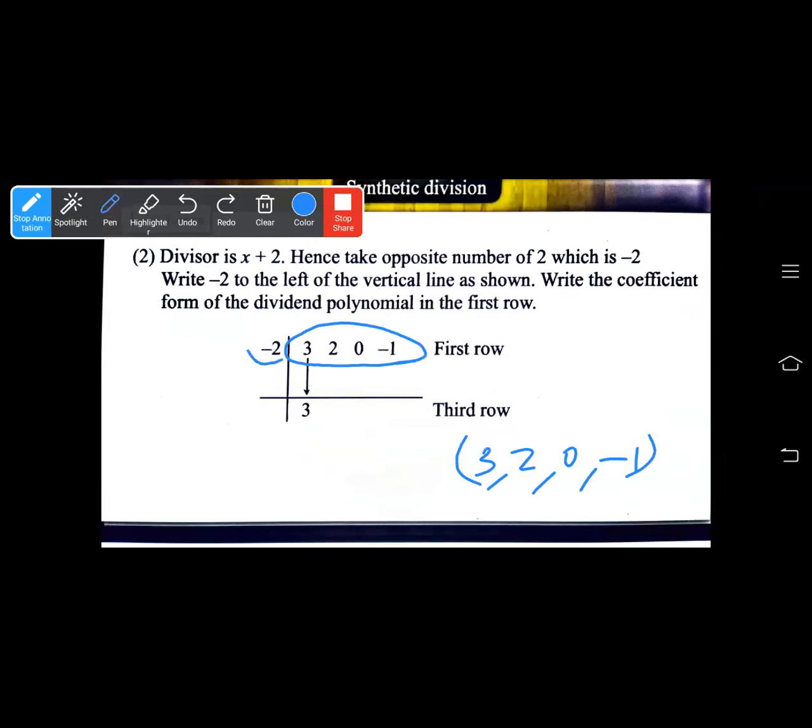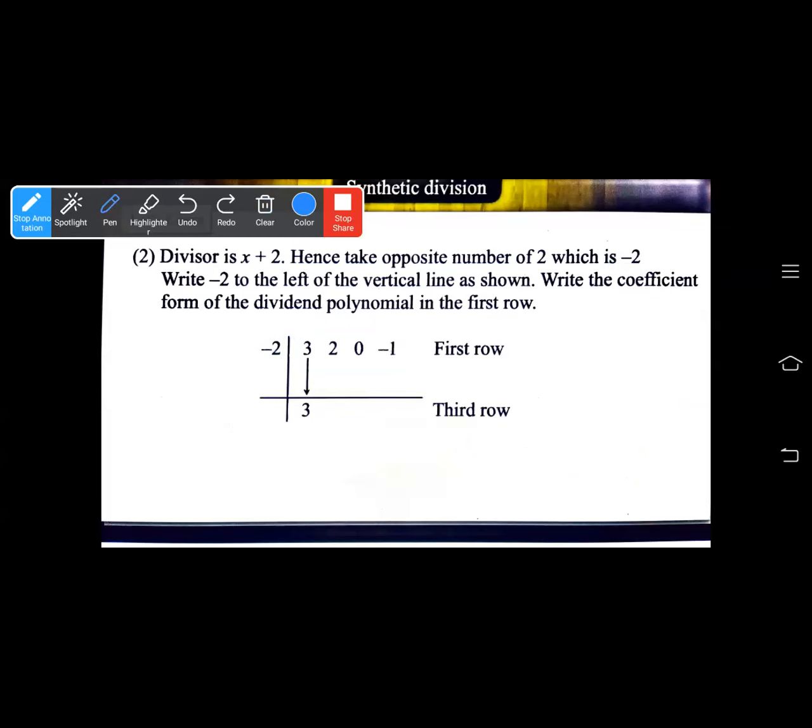And this one is the opposite of your divisor. x plus 2 is there, and the opposite of x plus 2 is minus 2. So that minus 2 you have to write left of the vertical line as shown over here. And write the coefficient form of the dividend polynomial in the first row. This way you have to write all those things in the starting. Then what is the next step?